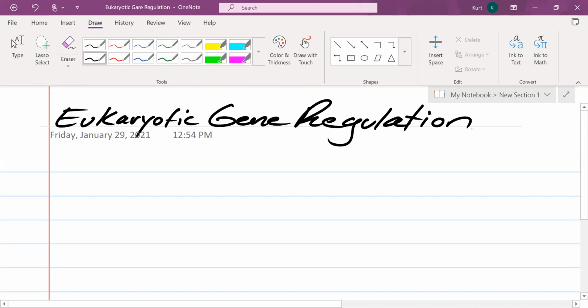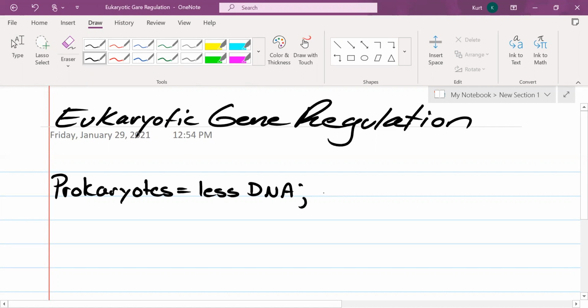So on Wednesday and Thursday, we did prokaryotic gene regulation. We did operons. And I don't want you to think that this is going to be like a daunting task. Oh my gosh, he says so complicated. No, I'm just saying in general, we are more sophisticated. See, prokaryotes are simple. They're more efficient. They have less DNA, and therefore, their regulation is more efficient.